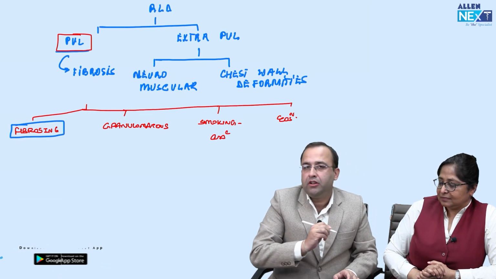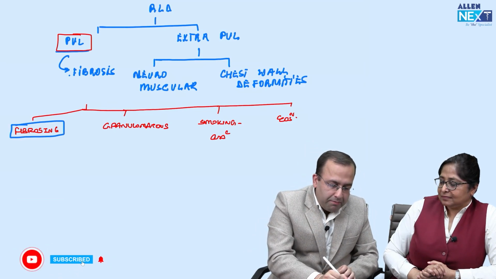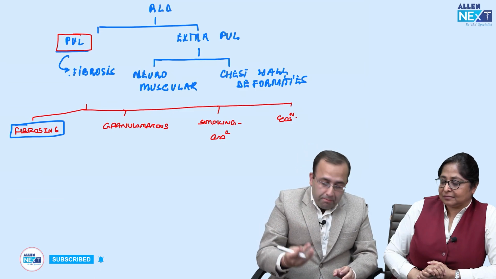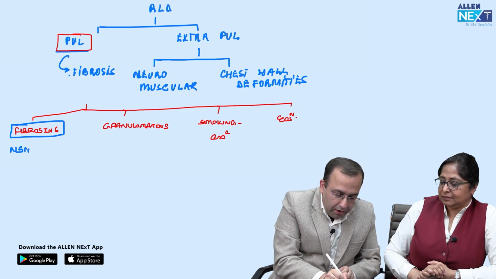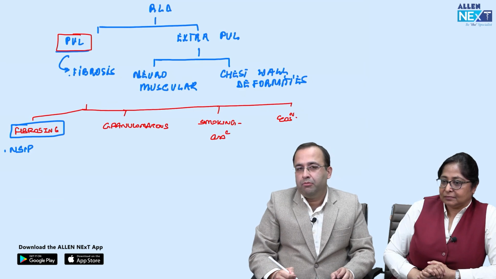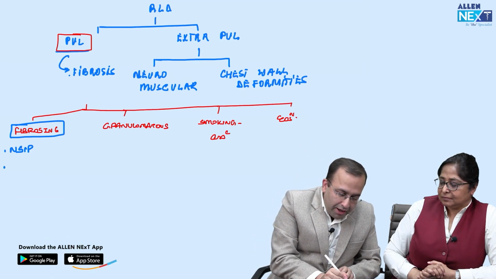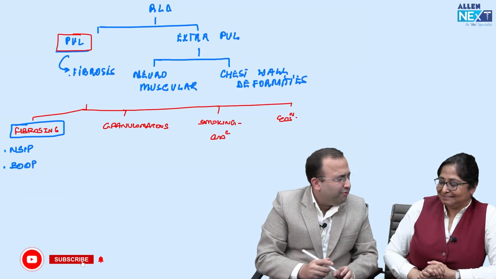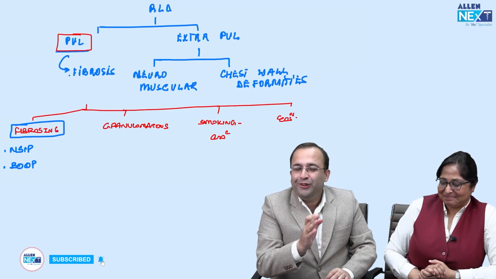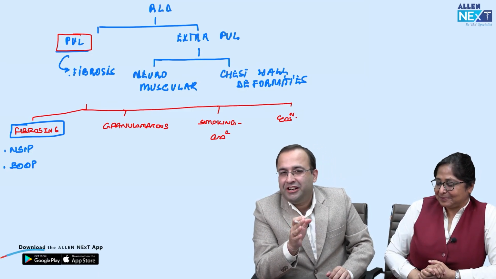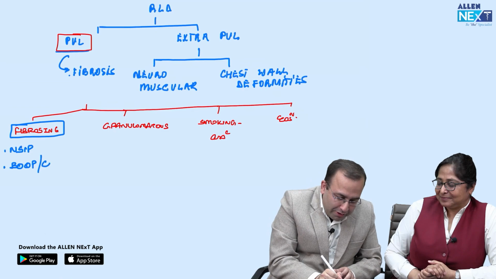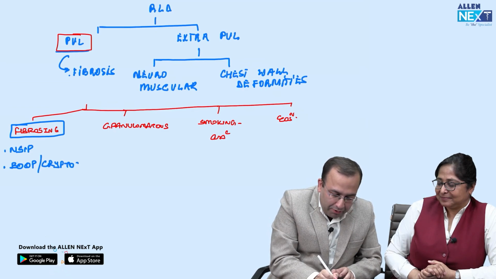Fibrosing restrictive lung disorders. The bottom line is the same. It is occurring due to fibrosis. The main being NSIP, non-specific interstitial pneumonia. NSIP. BOOP. I know, pretty sexy name for a lung disorder. Bronchiolitis obliterans organizing pneumonia. BOOP. Also called as cryptogenic organizing pneumonia.